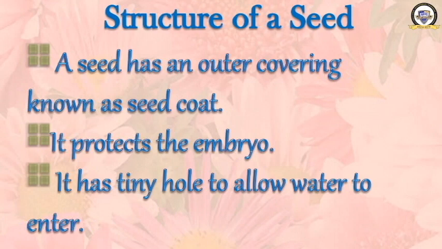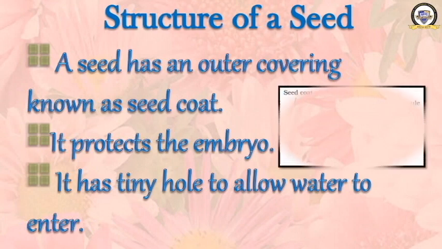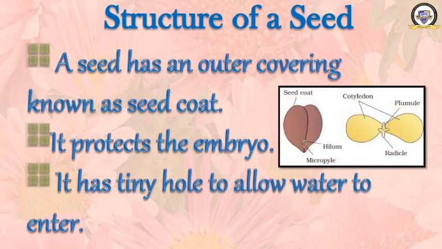It has a tiny hole to allow water to enter. This seed coat has a small hole so that water can get inside the seed. The baby plant inside the seed can get a sufficient amount of water.